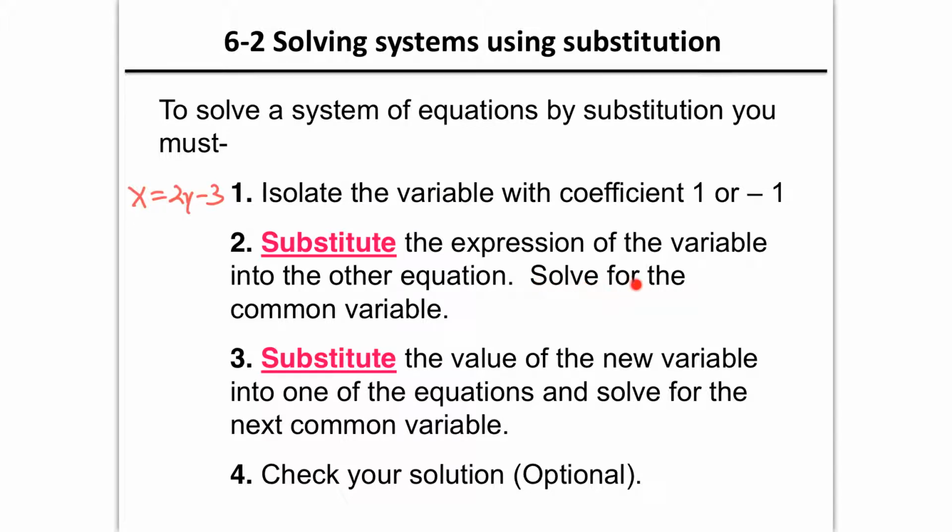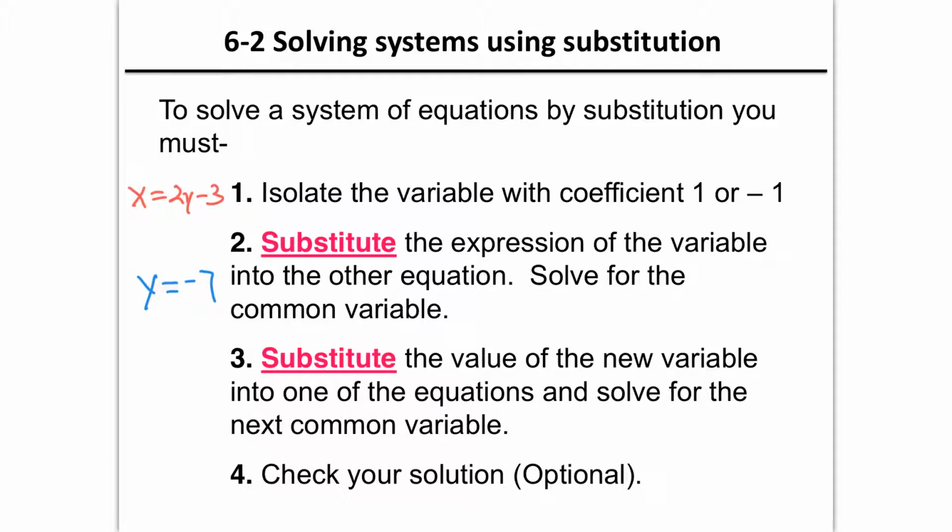After you substitute, you solve for the common variable. So you're going to solve for the variable that's present when you substitute. Number 3, substitute the value of the new variable into one of the equations and solve for the next common variable. So from step number 2, you guys will have a value. Let's say, for example, that you get y equals negative 7. This is just an example. You guys will take this number here and substitute into one of the equations, and it doesn't matter which one at this point, and you're going to solve for the next variable.